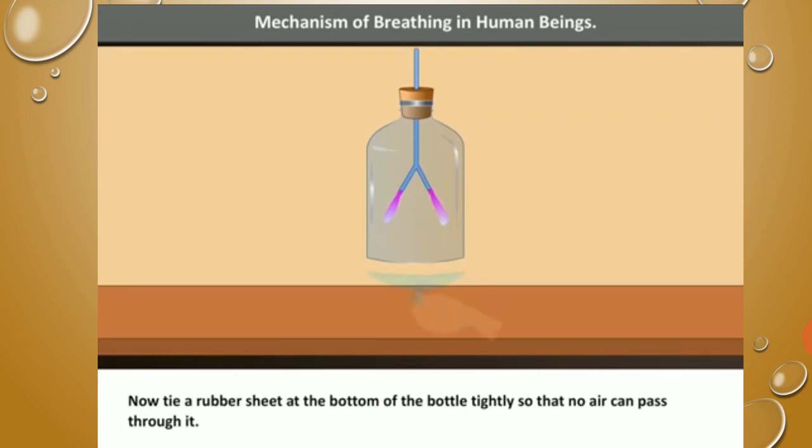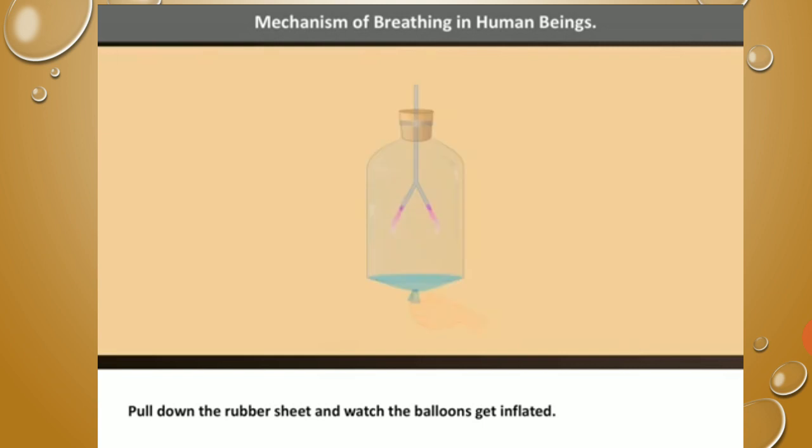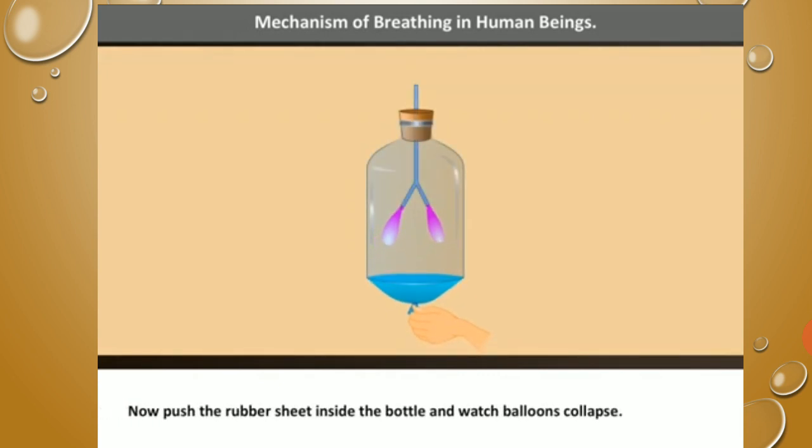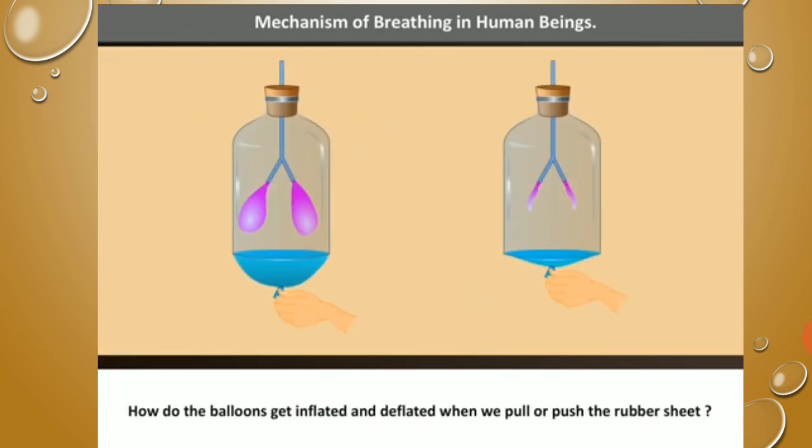Now tie a rubber sheet at the bottom of the bottle tightly so that no air can pass through it. Pull down the rubber sheet and watch the balloons get inflated. Now push the rubber sheet inside the bottle and watch the balloons collapse. How do the balloons get inflated and deflated when we pull or push the rubber sheet?